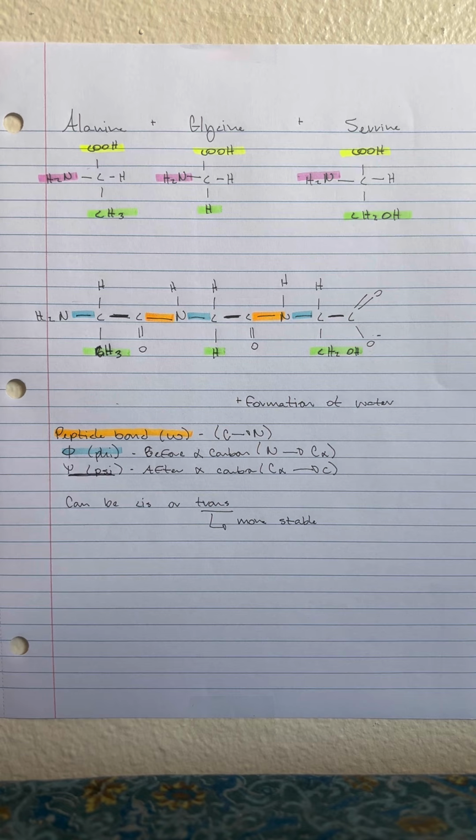And like I said, this can occur in many different ways, but it can either be cis or trans. So a cis conformation is going to be extremely high energy and very rare in nature, and trans is going to be significantly more stable, and it's going to be the vast majority of what is seen in nature.